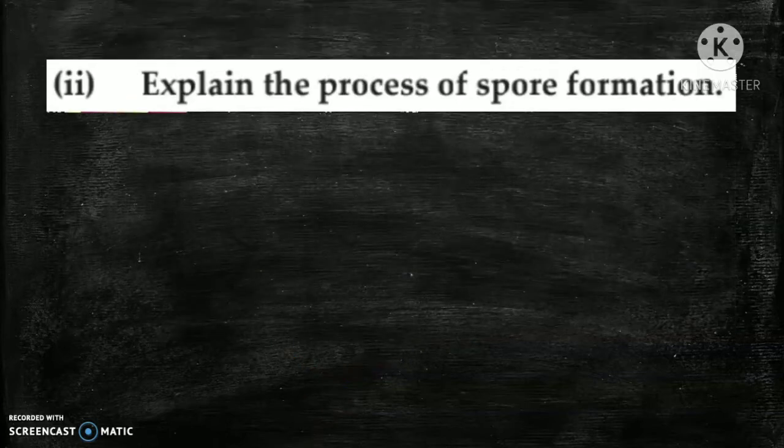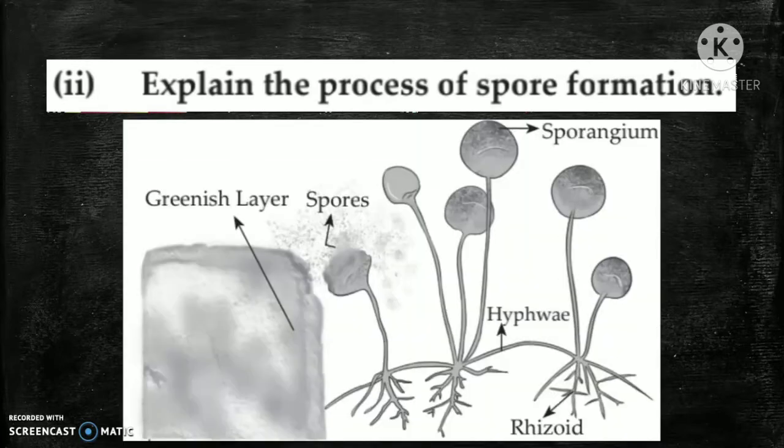What is the second question? Explain the process of spore formation. So we'll explain the process. This is the diagram. When bread is kept for a long time, a greenish layer is seen on it. It is nothing but a fungal colony that has grown on that bread. Then see the spots. These are known as spores.